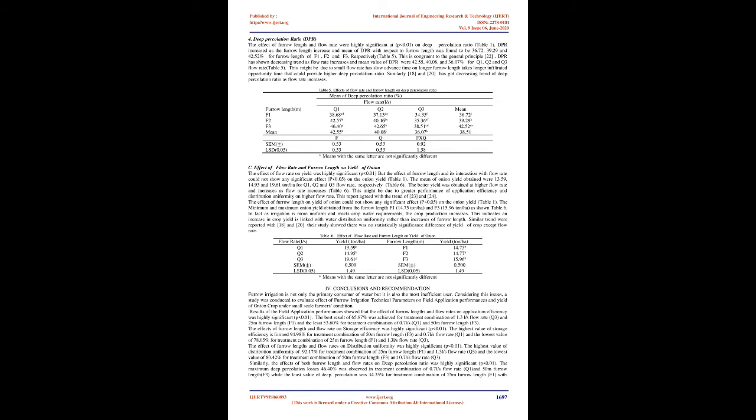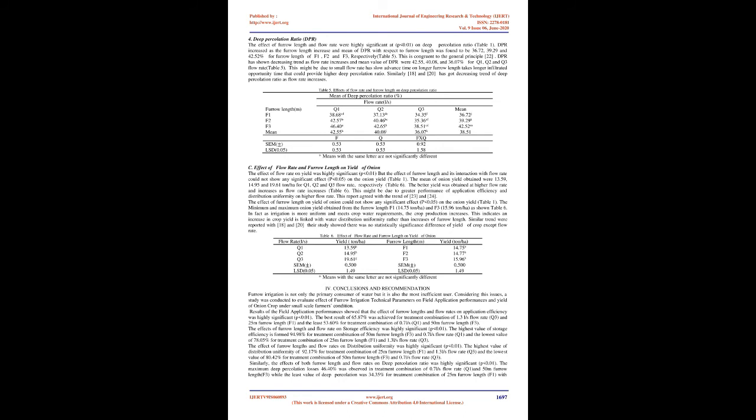DPR has shown a decreasing trend as flow rate increases, and the mean values of DPR were 42.55, 40.08, and 36.07% for Q1, Q2 and Q3 flow rates, Table 5. This might be due to a small flow rate having slow advance time on longer furrow length, which takes longer infiltration opportunity time that could provide a higher deep percolation ratio. Similarly, 18 and 20 found a decreasing trend of deep percolation ratio as flow rate increases.